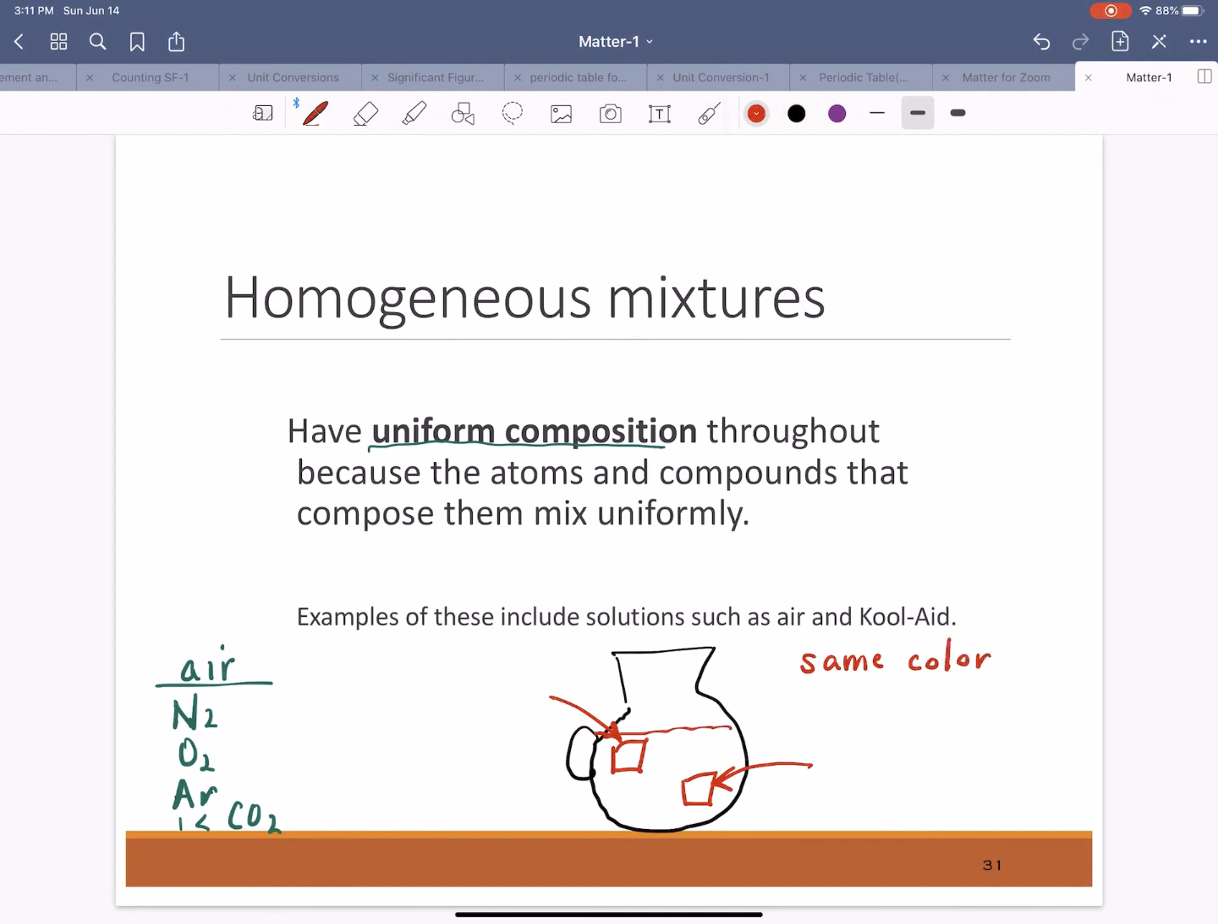It would have the same sweetness. If we were to do some measurements, we could determine that the density was the same. So that is what's meant by uniform composition throughout. I can take a sample from anywhere and I'm going to get the same ratio of sugar to red dye number 4 to water.